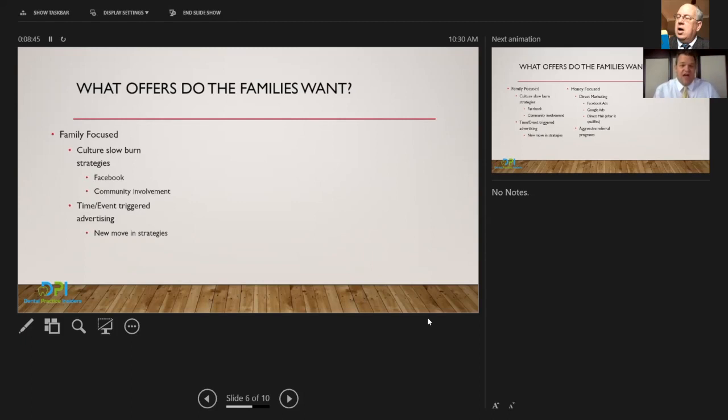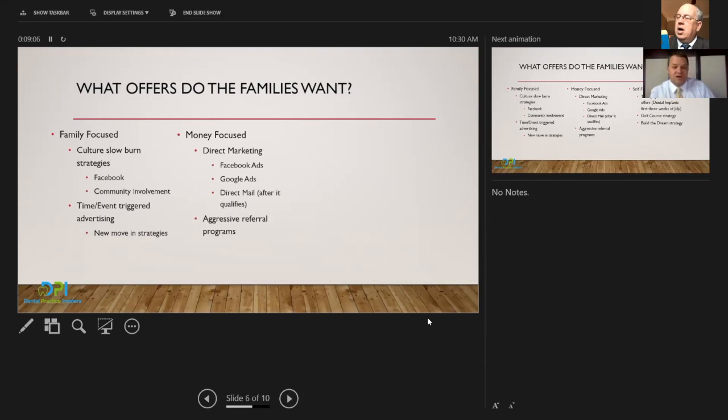The next thing is to have a time or event triggered advertising strategy. So when you have a new person that moves in, guess what? We can know that really, really well through something like Facebook that tells us that somebody's new to town, so we can deliver them directly a new move-in type special to that family-focused psychographic group.